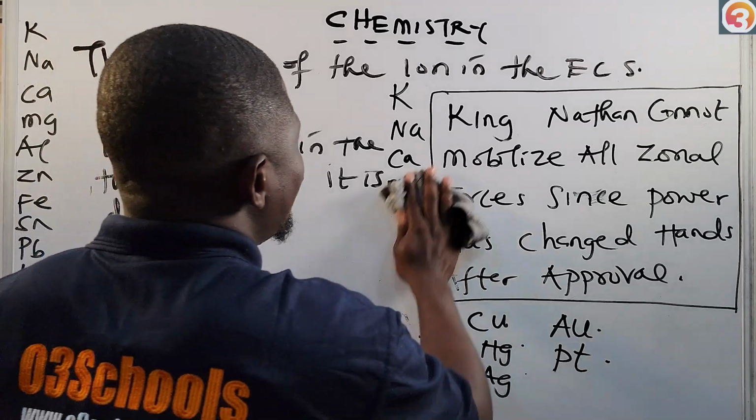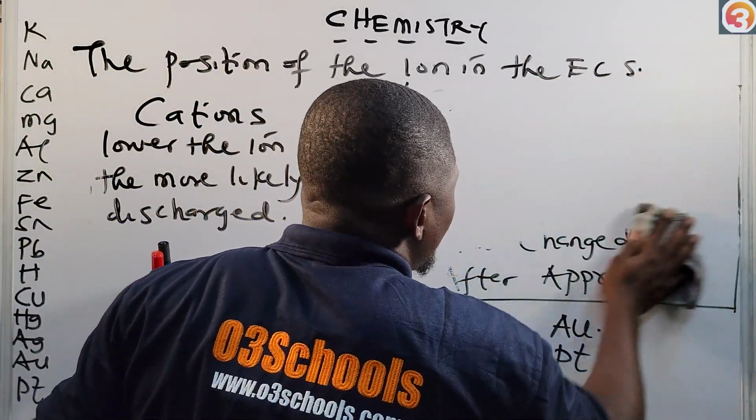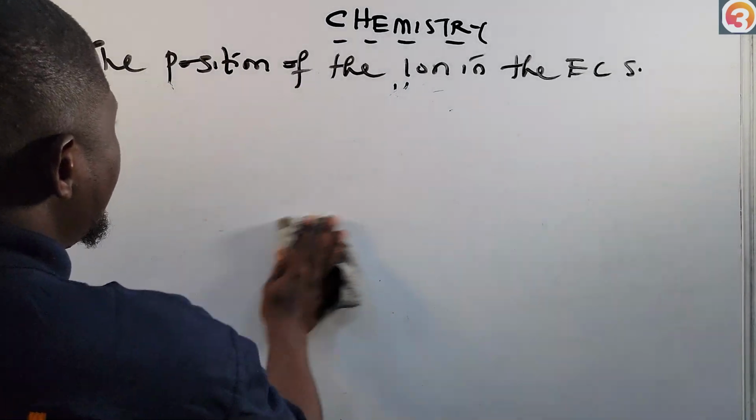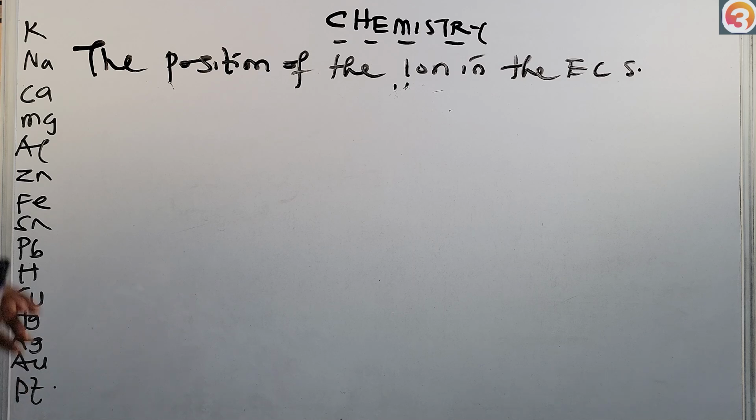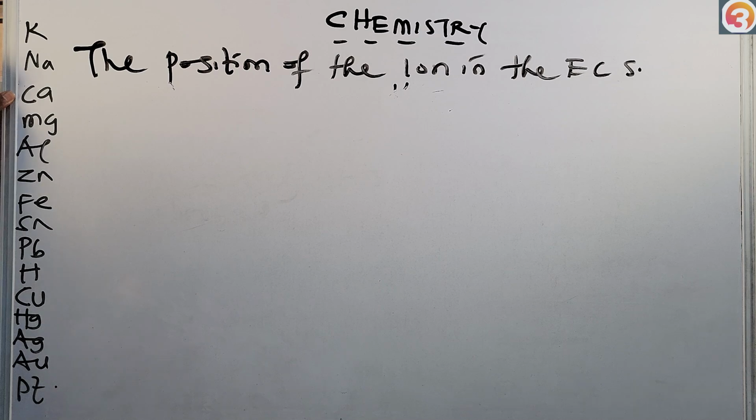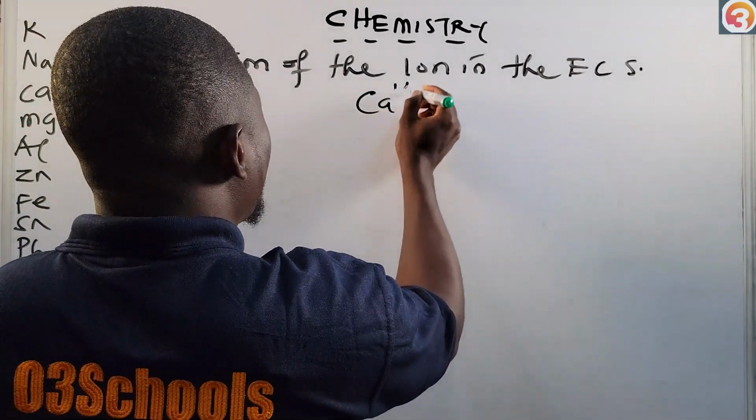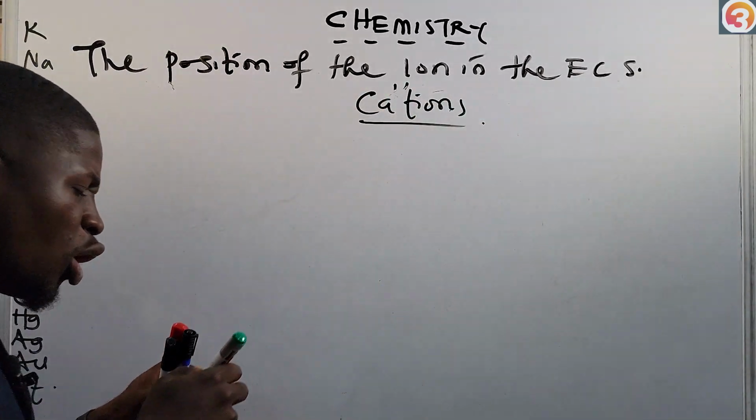Now that we are able to write it out, let's take this off. Please remember that mnemonic. Now we have the cations here, and we are saying that this is the electropositivity series, or the electrochemical series for the cations. The first element is potassium. Then we have sodium, calcium, magnesium, aluminum, zinc, iron, tin, lead, hydrogen, copper, mercury, silver, gold, and platinum.